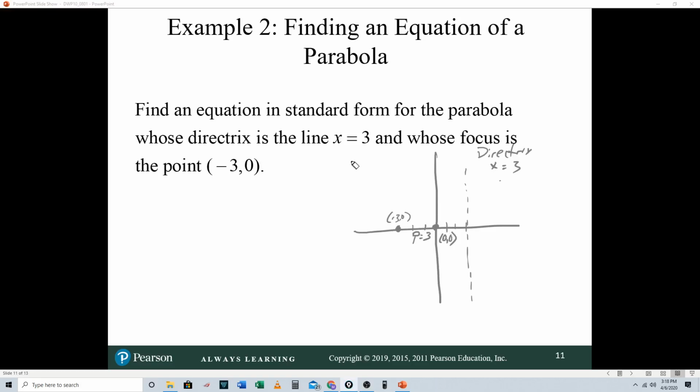Okay. Now this is opening to the left, which means it's going to be y squared, since it's opening horizontally, equals 4 times negative 3x. So y squared equals negative 12x would be your equation.